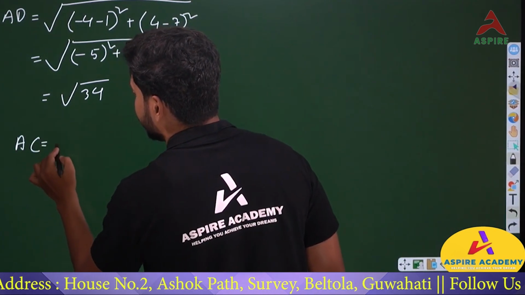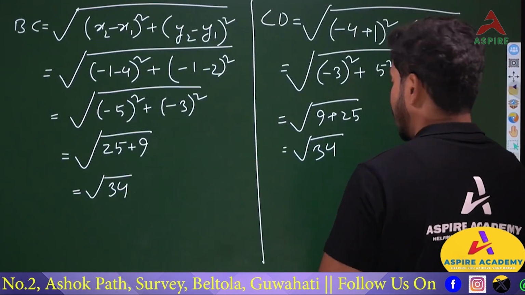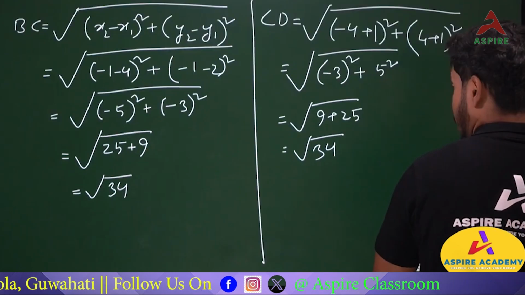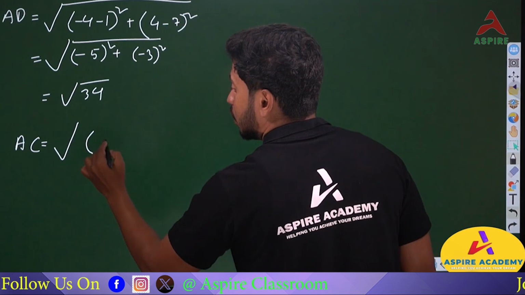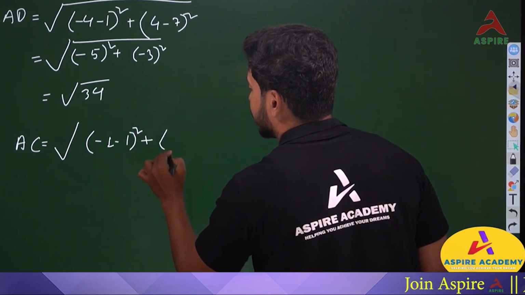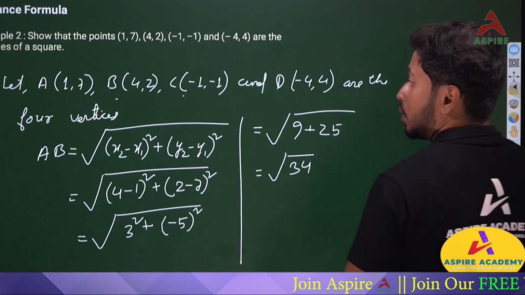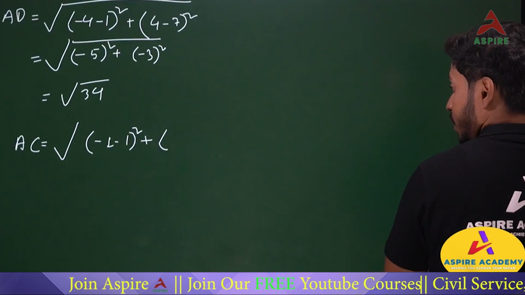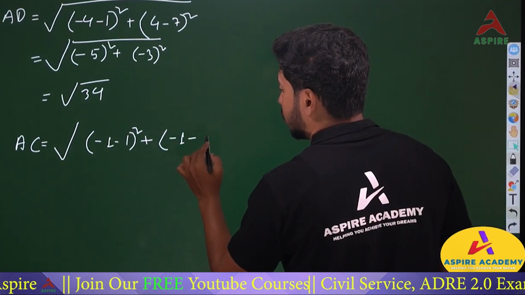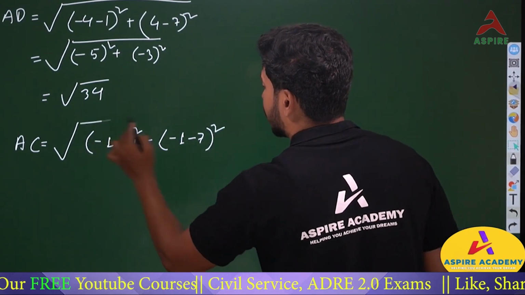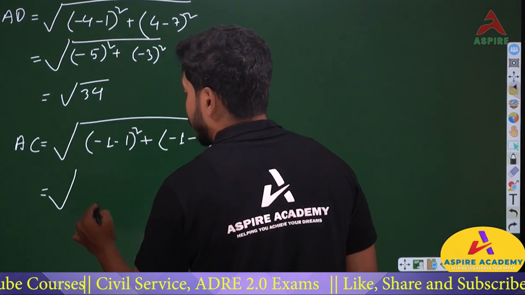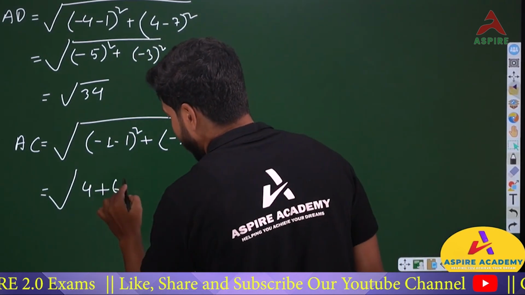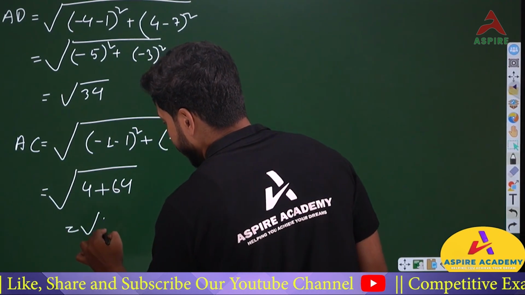So the first diagonal is AC. A and C, so minus 1 minus 1, minus 1 whole square, plus minus 1 minus 7. So this will be minus 2 whole square, meaning 4, plus minus 8 whole square, meaning 64. So it will be root over 68.